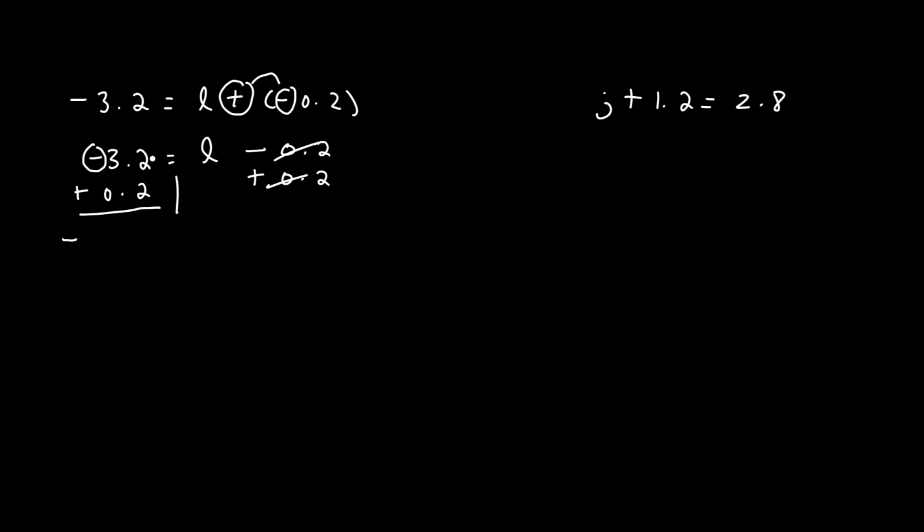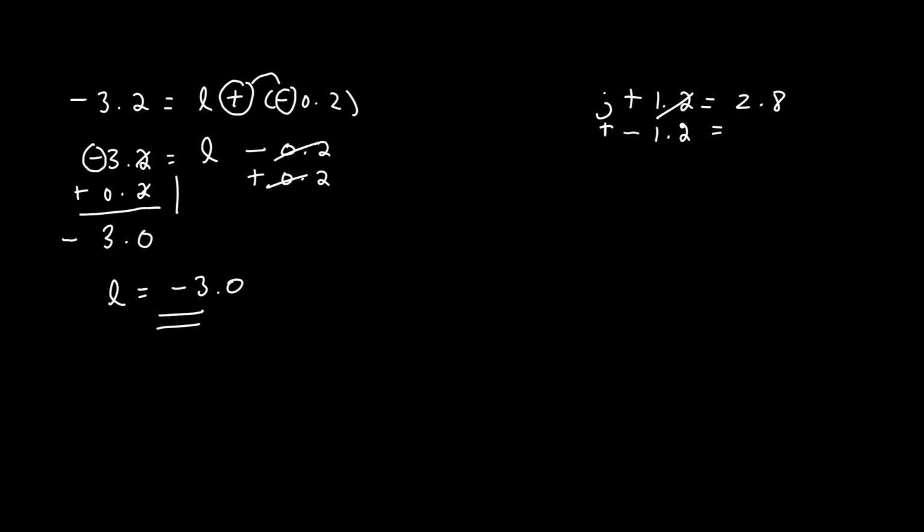So negative 2 plus 2, these will cancel. So simple answer, negative 3.0. All right, so what is L? L is negative 3.0, final answer.